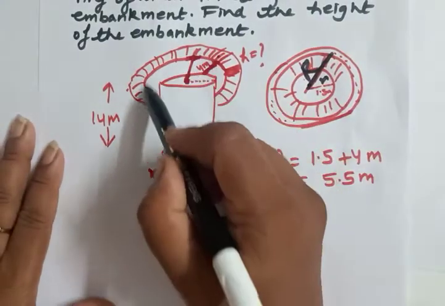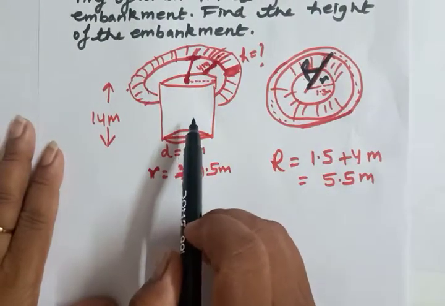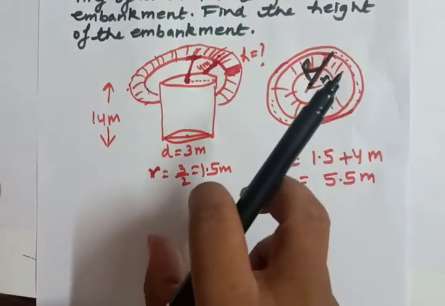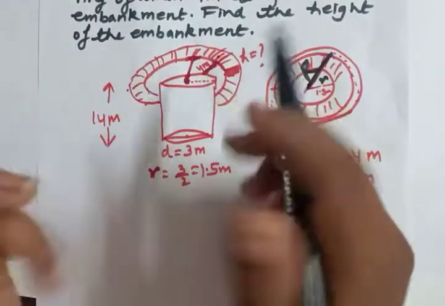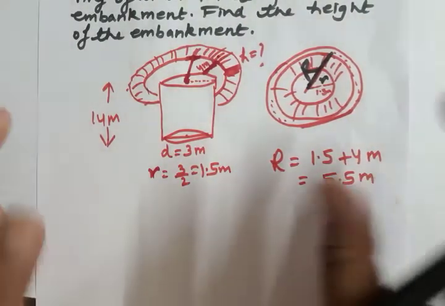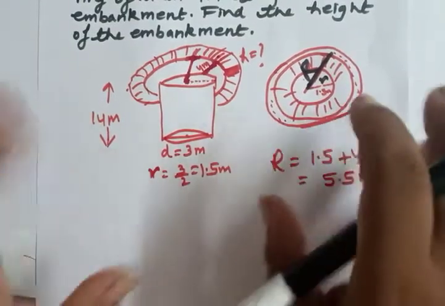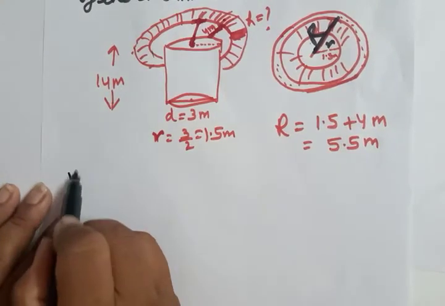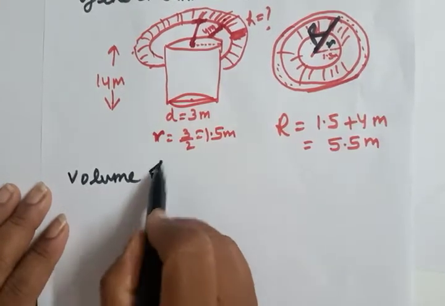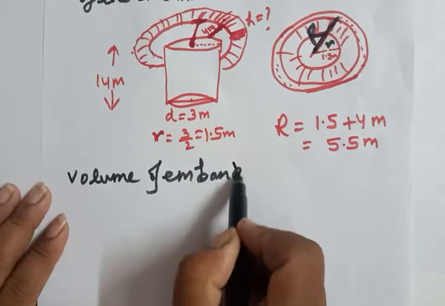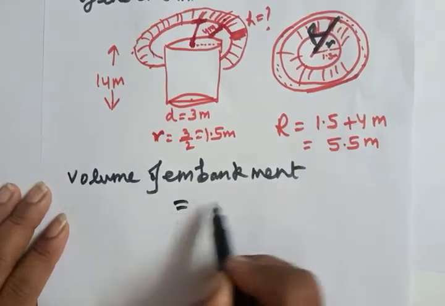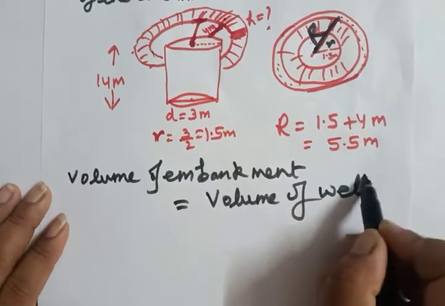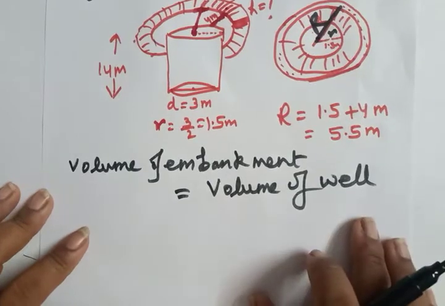Now the volume of this is also equal to the volume of the well, because the earth taken out from this well is used to make this embankment. So now these 2 points are very clear to you. It means volume of embankment is equal to volume of well. And both are of the cylindrical shape.